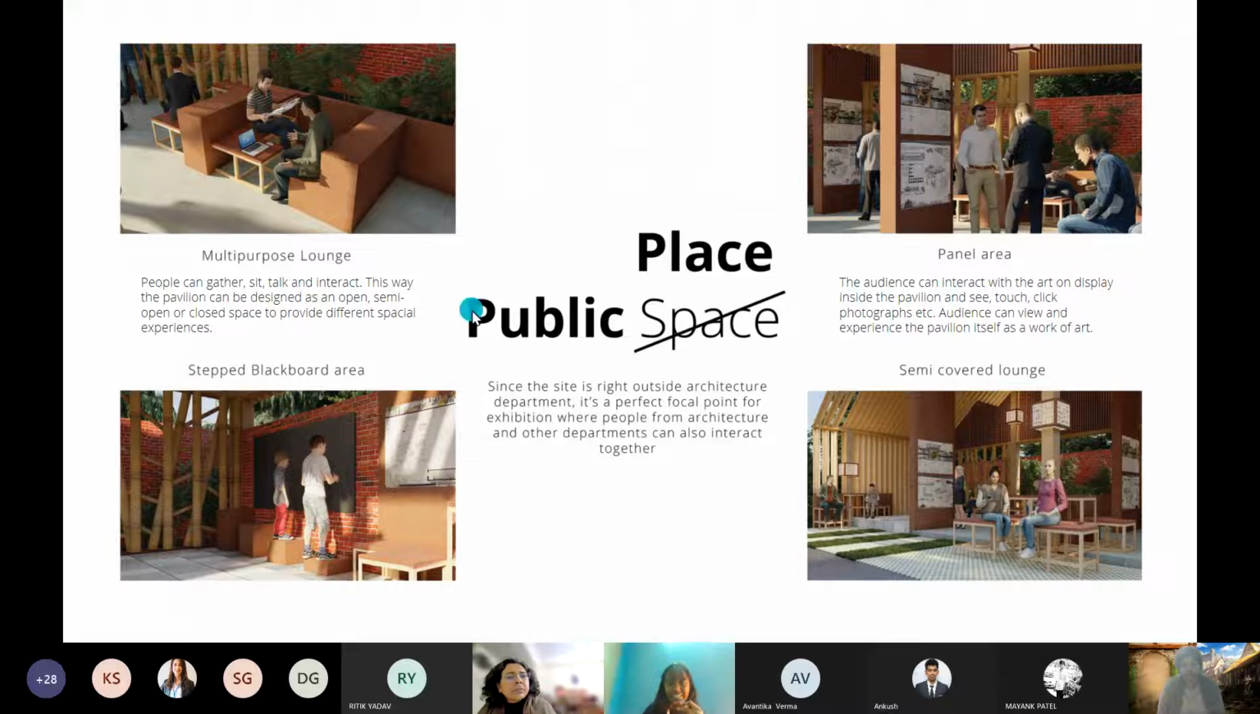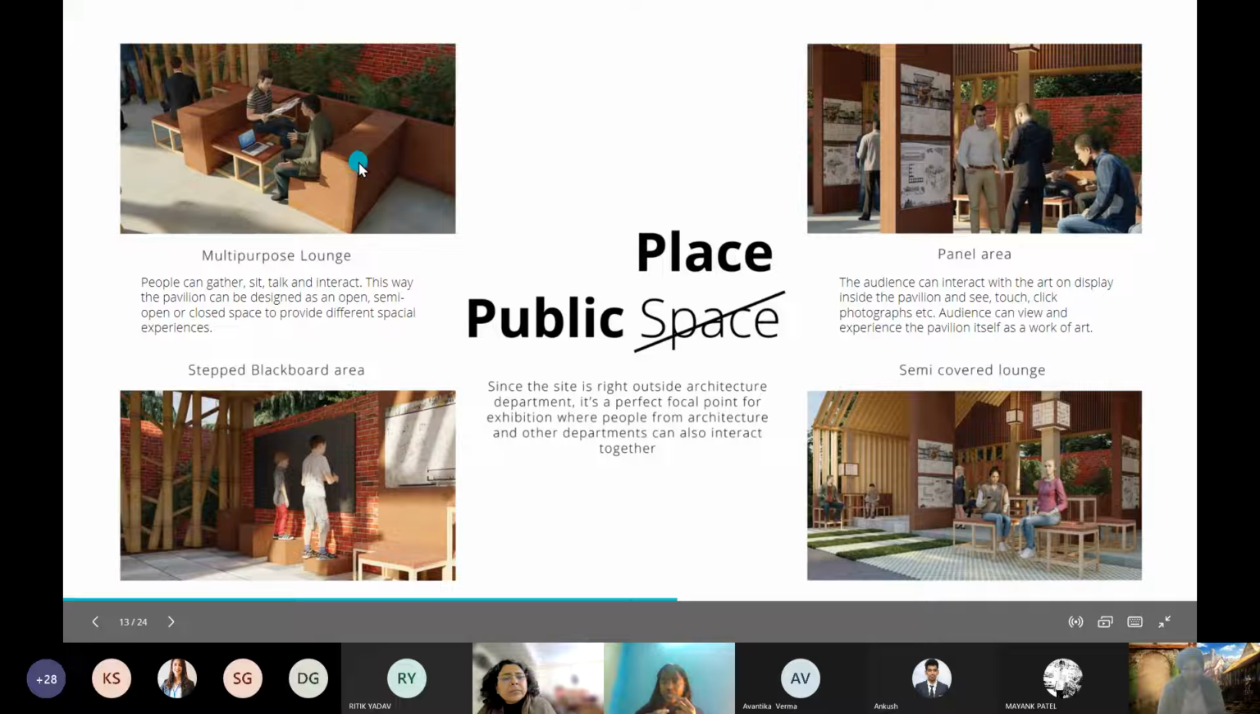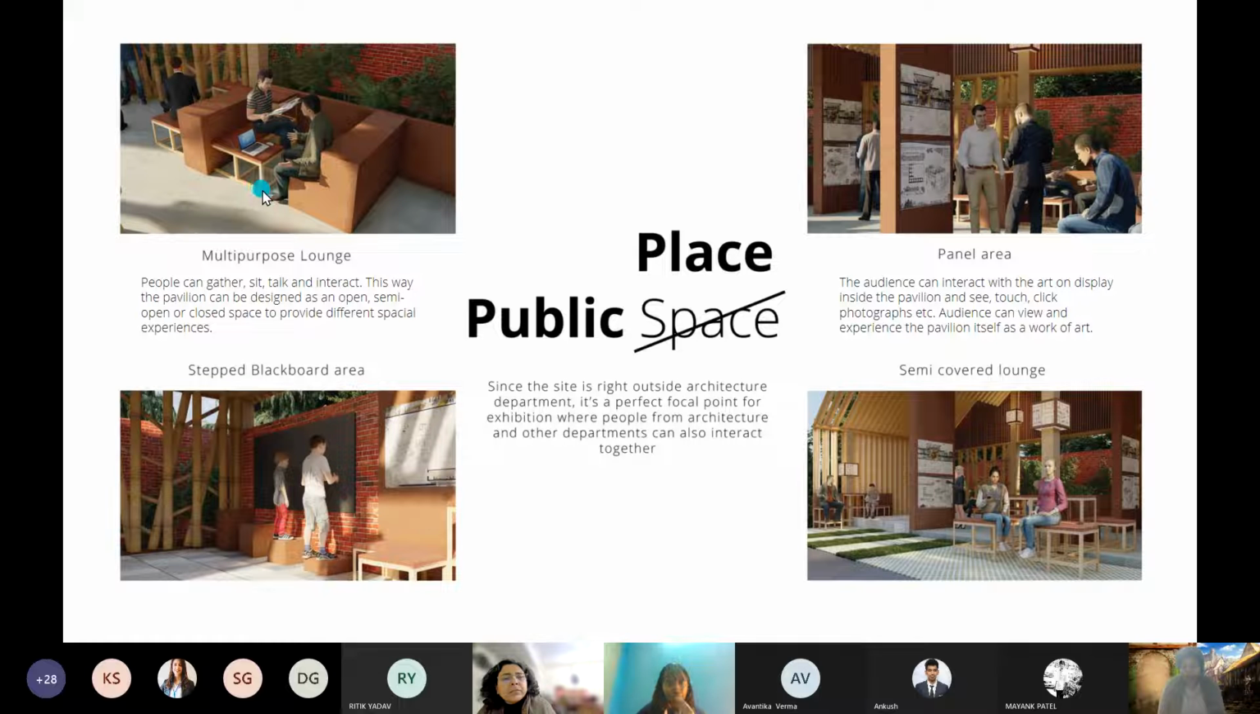The site is really close to multiple departments, and it's the way through which people cross to hostels. So we didn't want to specify it to our department only, but rather open it up to everyone, so people can gather, sit, talk, and interact. This pavilion is designed in such a way that it's very open, and there are options for semi-open seating and closed-off lounges as well. And so people can interact with the display panels here. They can take photos as well.